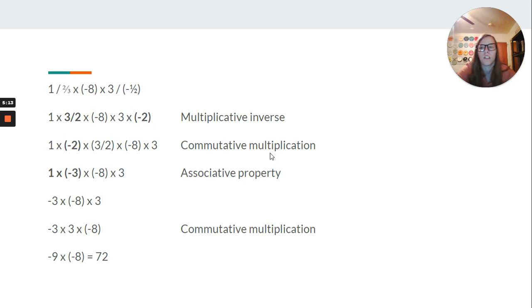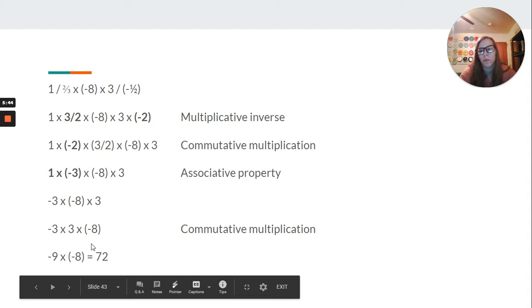Looking at those different operations. So here, multiplicative inverse was switching them to multiply. Here's division, not multiplication. Commutative multiplication is making the numbers easier. So negative 2 times 3 halves, because the 2's cancel out, so we just have a negative 3. Associative property is what's right next to each other. Then down here again we have commutative multiplication. Negative 3 times 3 is negative 9, times negative 8 gives us a 72.